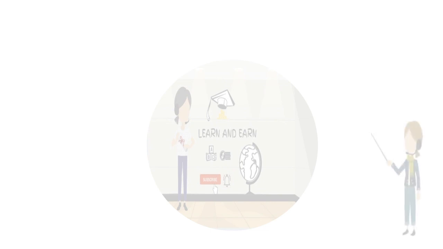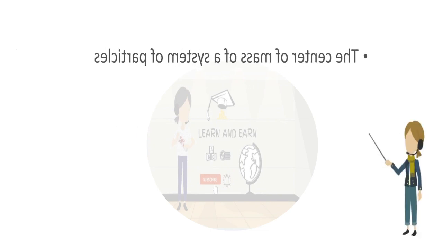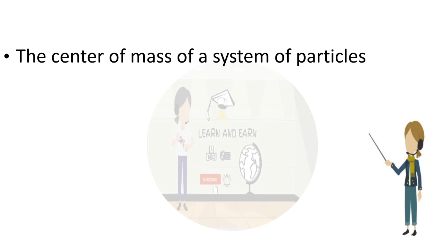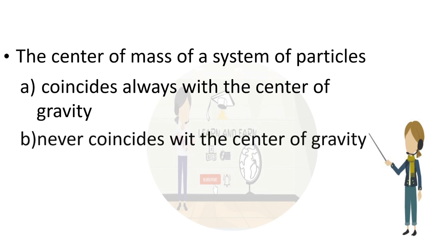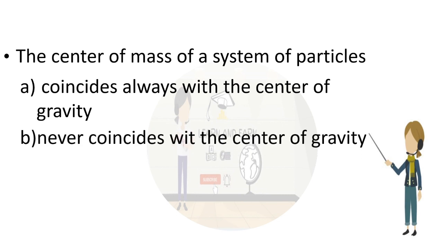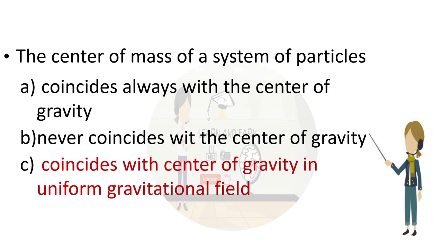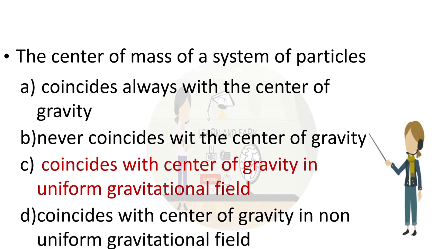The next MCQ is, the center of mass of a system of particles, option A, coincides always with the center of gravity. Option B, never coincides with the center of gravity. Option C, coincides with the center of gravity in a uniform gravitational field. The right answer is option C.